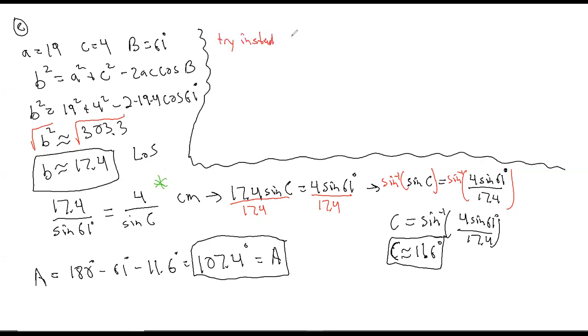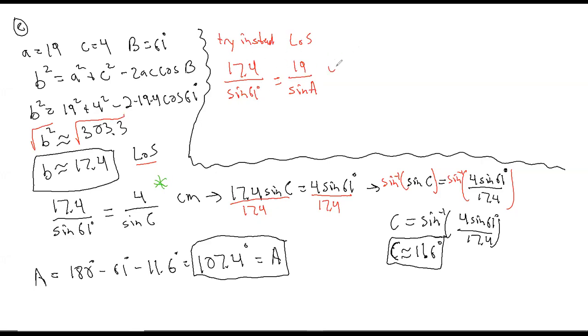Instead, for that law of sines step, let's go 17.4 over the sine of 61 degrees. Let's see if we had done this the A's instead, because the B's are completed. So let's go 19 over the sine of A. I just want to see what happens, is everything going to be square or not?